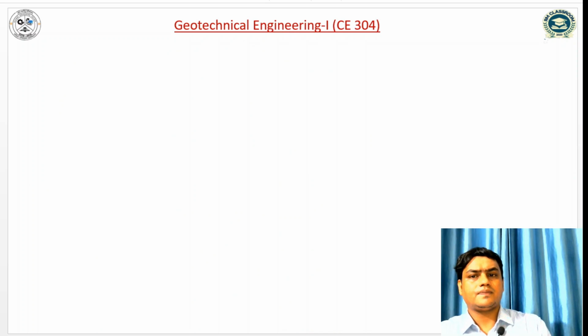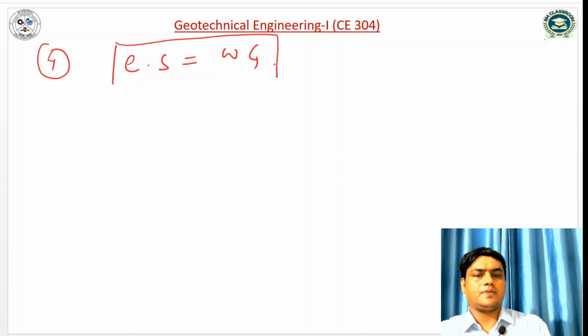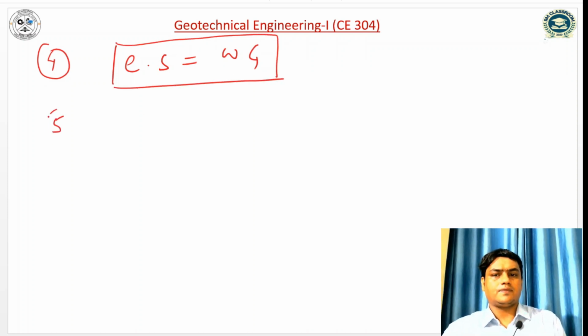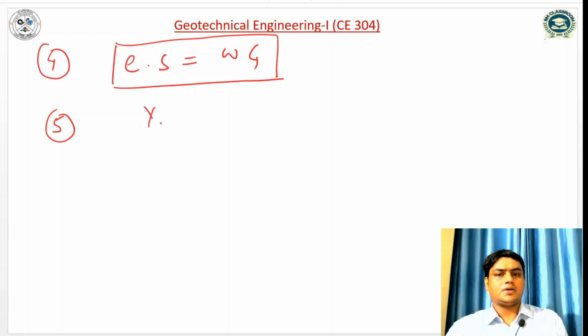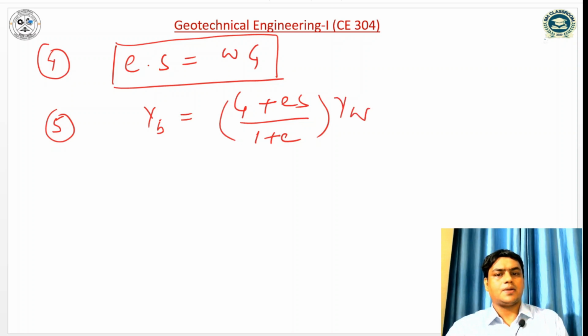Similarly, fourth formula I have derived, that is E into S is equal to W into G. Very important. Fifth one is bulk unit weight is equal to G plus ES divided by 1 plus E into gamma W.